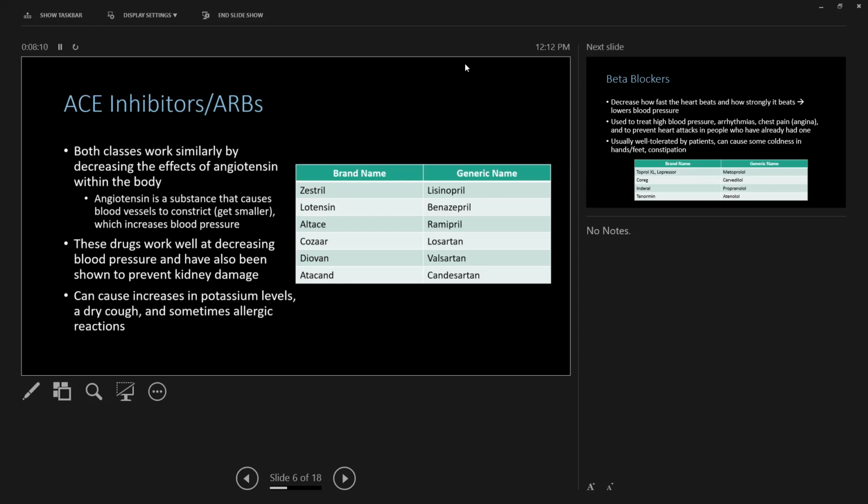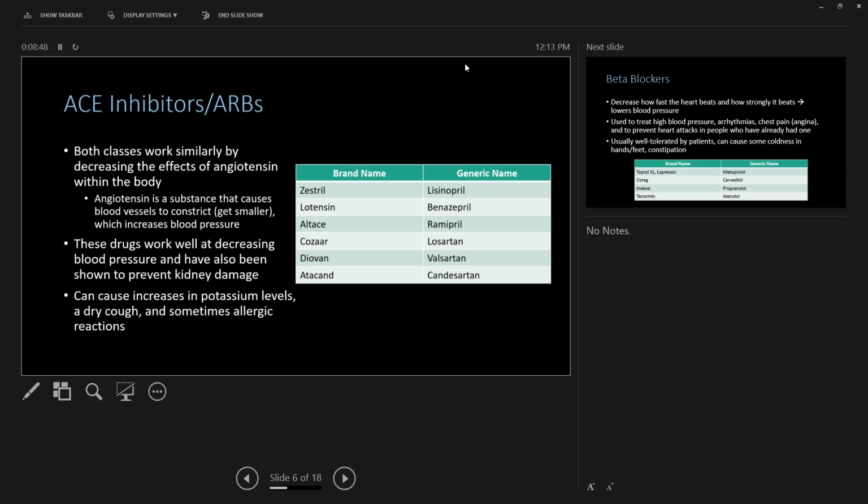As I said earlier, some patients on ACE inhibitors can sometimes have this dry cough. If that is something that you've experienced or maybe you're still experiencing, talk to your doctor. They can switch you to one of the ARBs. They don't usually cause that as much. There's no harm in the cough, but obviously can be pretty annoying for patients. They both can cause some increases in potassium levels, usually nothing to worry about, can just be monitored on labs. And then sometimes allergic reactions.